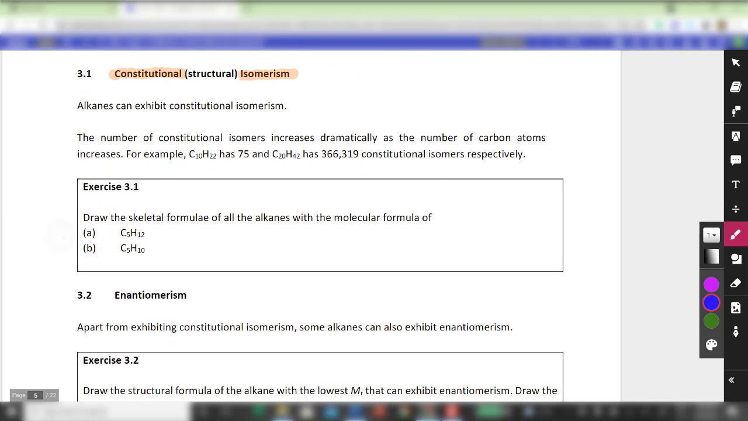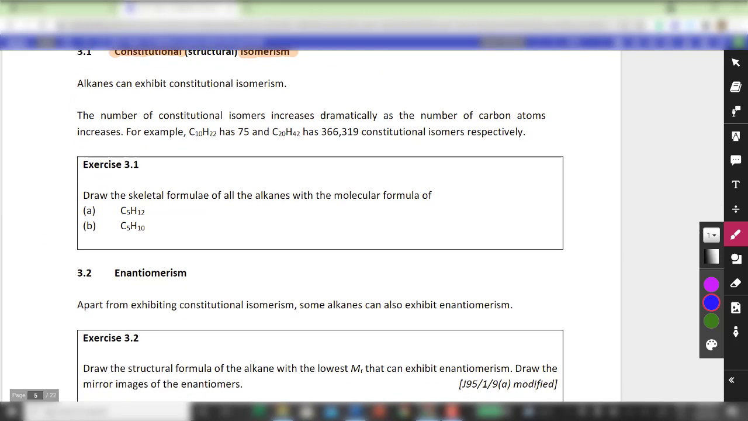In this case, we have exercise 3.1. I think there's an interesting example here. The number of constitutional isomers actually increases drastically. Like for any 10 carbon alkanes, you have 75. That's a lot. For 20 carbons, you have over 300,000. So I don't think you want to go and draw everything out. I think even computers might find it difficult to draw.